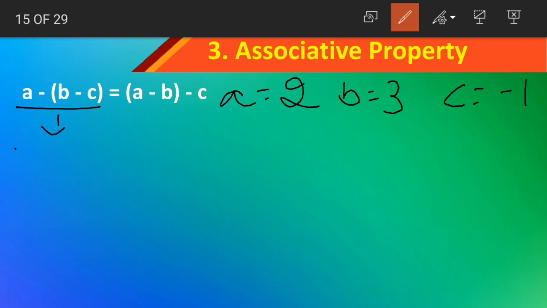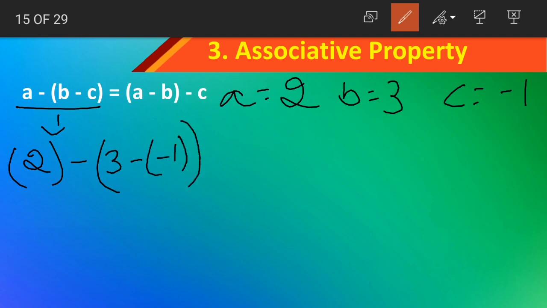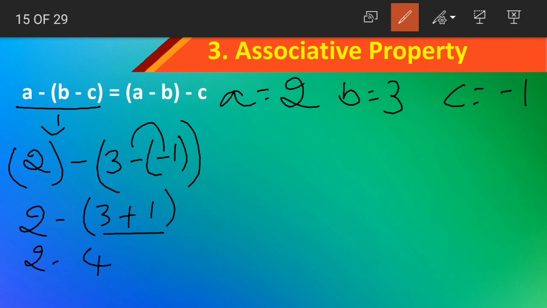Coming to the LHS side, what will it be? 2 minus, b is 3 minus, again c is minus 1. It has a sign of its own, so we are opening its bracket. Minus into minus becomes what? Minus into minus becomes plus. Then we have the number 1. What is 3 plus 1? 3 plus 1 is 4.